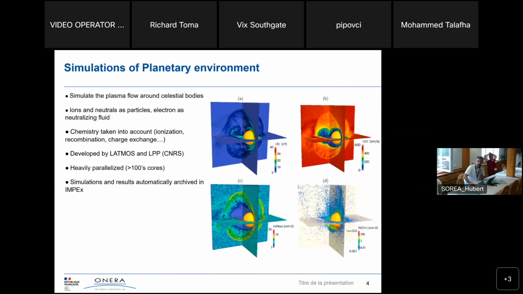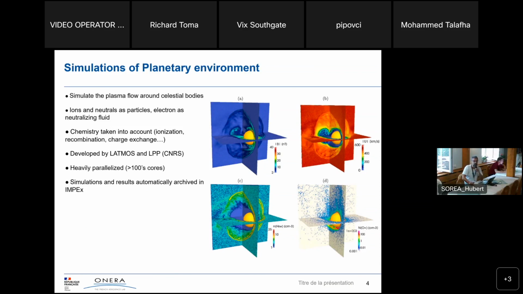The first one simulates the environment, the magnetosphere of the planets, but more generally the planetary environments. So it simulates the plasma flows around the celestial bodies. Here, for example, you have a simulation of the interaction of the solar wind with Mars. You have ions and neutrals which are simulated as particles, and electrons just as a neutralizing fluid. It takes into account the chemistry, so the charge exchange, ionization, or recombination between ions and neutrals. That's where the exosphere models intervene, for example, as an input for this model.